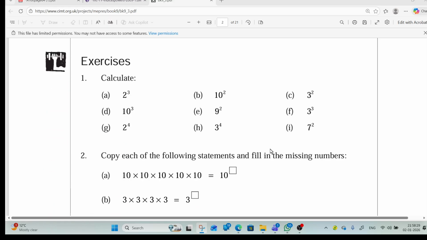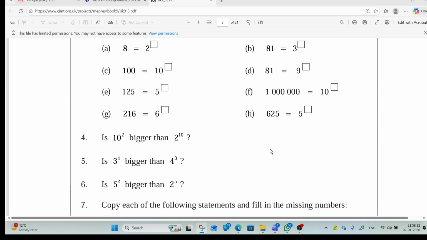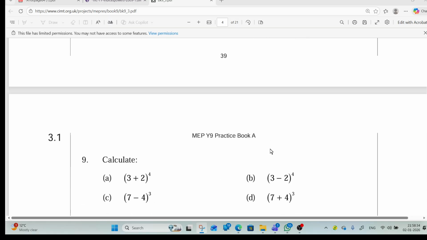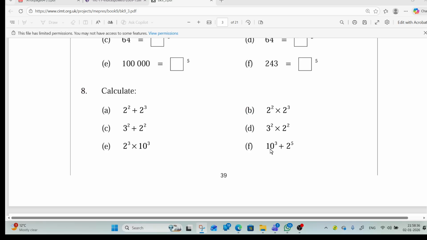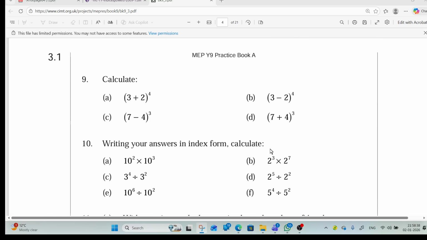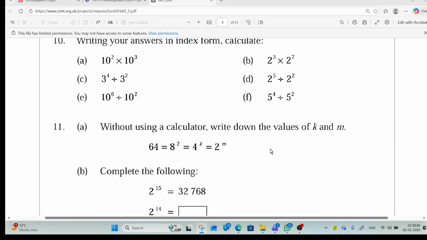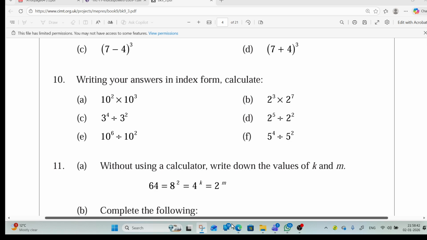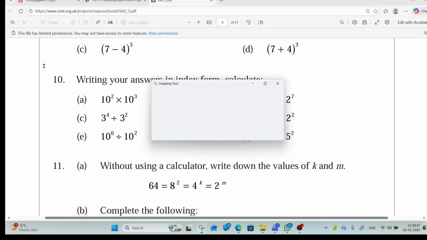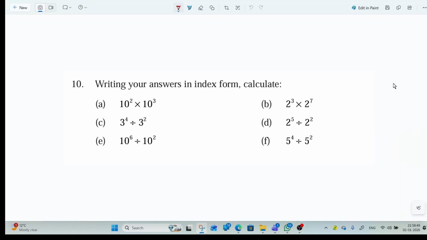Next is, we already know this. Now let's try this. We need to solve this using those rules. You can see 10 square times 10 to the power 3. Base is same for both of them, we have 10 and 10, right? And they are in multiplication, so we can add the power, right?